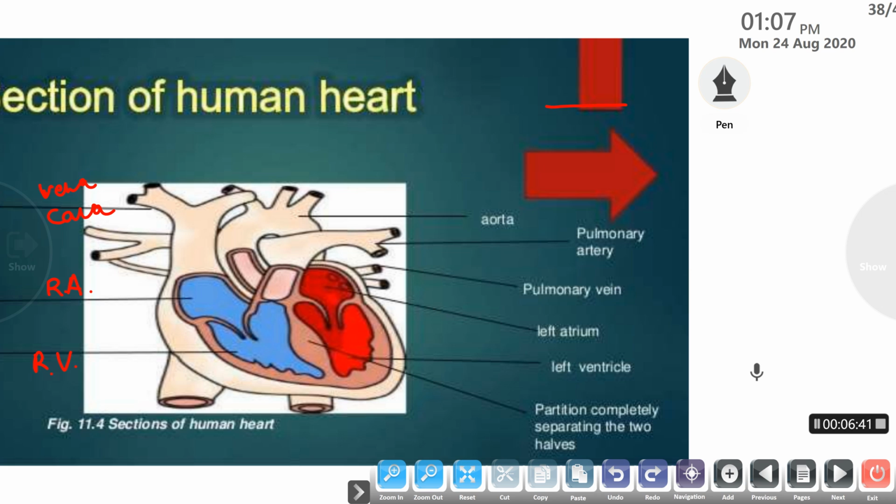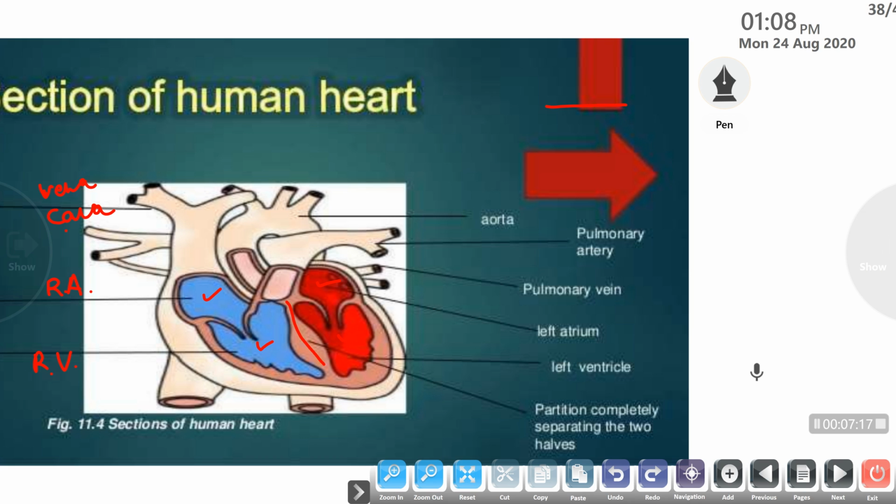So let us understand the flow of blood in a human heart. As I told you, the heart has 4 chambers: right atrium, left atrium, right ventricle and left ventricle. These 4 chambers are divided by a partition called a septum. The right atrium and right ventricle basically consist of impure blood, and the left atrium and left ventricle consist of pure blood.